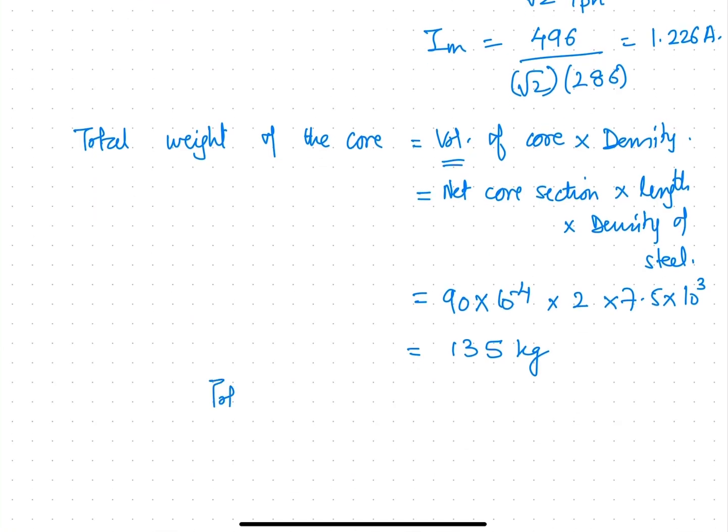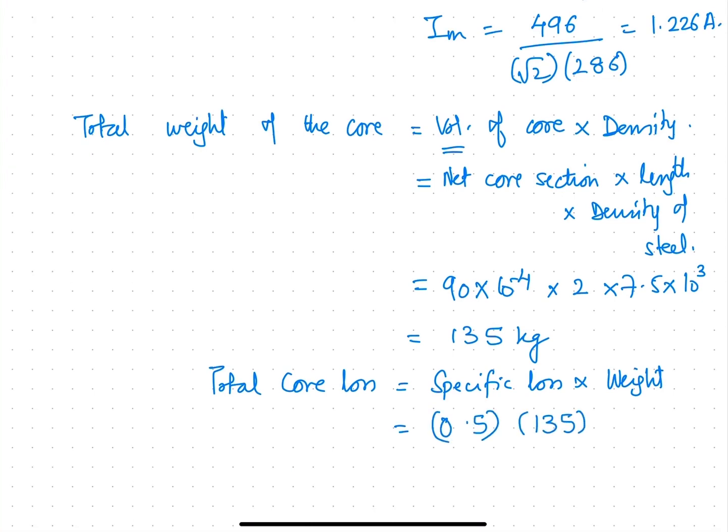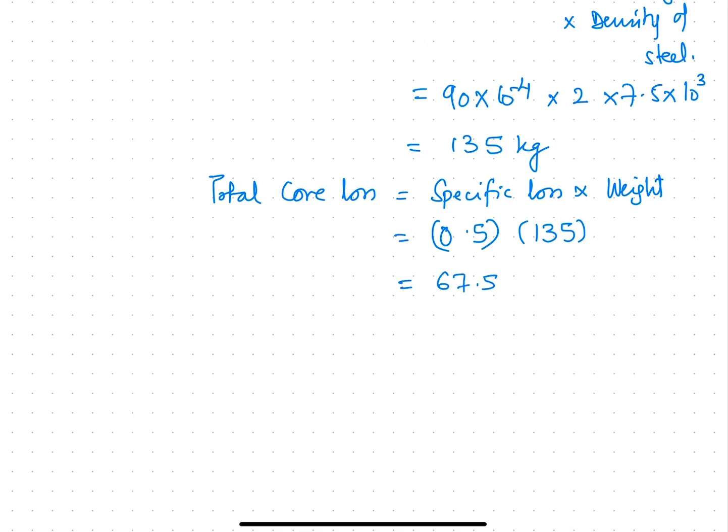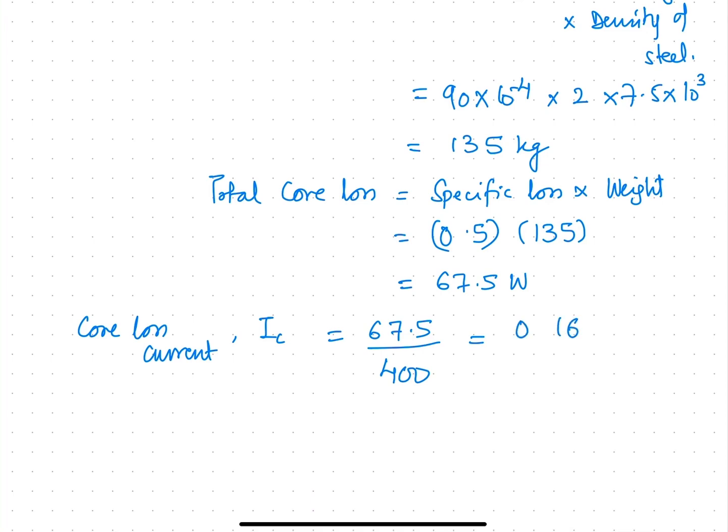So the total core loss comes out to be the specific loss into the weight of the core. So this is 0.5 times 135. So this comes out to be 67.5 watts. Then the core loss current, IC, is 67.5 divided by the voltage, that is 400. So this comes out to be 0.168 amperes.